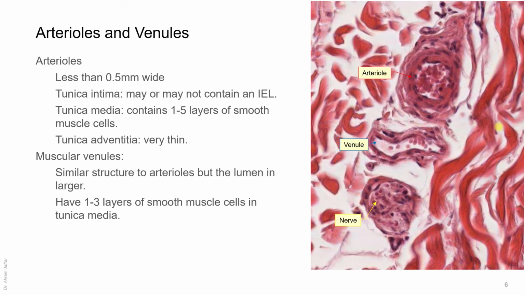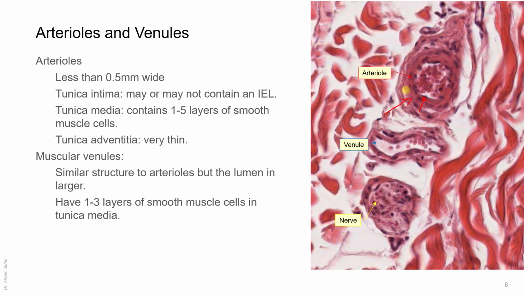Here are the arterioles. These are the small arteries. They are less than 0.5 millimeter in diameter. They have the same structure as the artery: tunica intima and endothelial cells, tunica media with the smooth muscle fibers. But the smooth muscle fibers present in the wall of the arteriole are limited to 1 to 5 layers, because the arteriole is very small. In some arterioles, there is an internal elastic lamina, but there is no external elastic lamina, and there is a layer of adventitia.